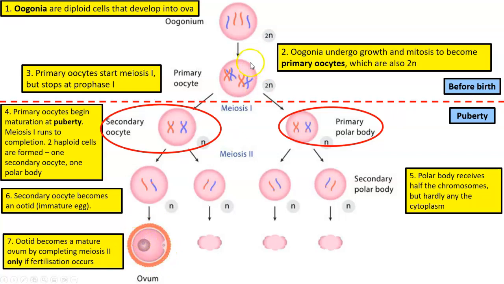So what we have at the start, we have the oogonium. It turns into a primary oocyte. We stop here until puberty.